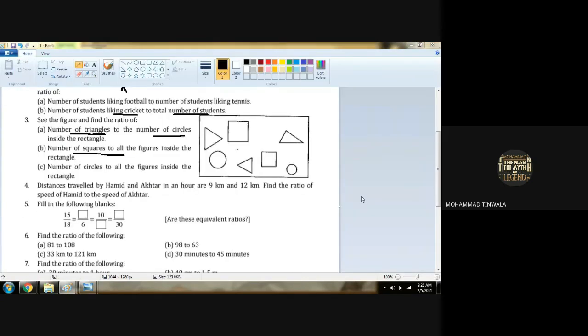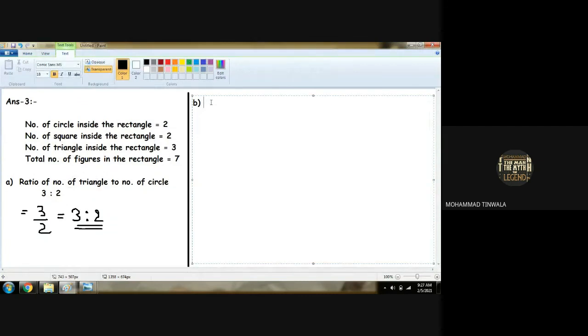Number B, same content. Chalo. Number of squares to the total number of figures inside the rectangle. We are doing this: number of squares to all the figures inside the rectangle. So, ratio of number of squares to the total figures inside the rectangle.